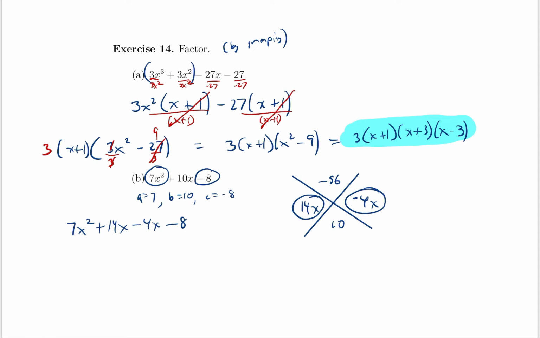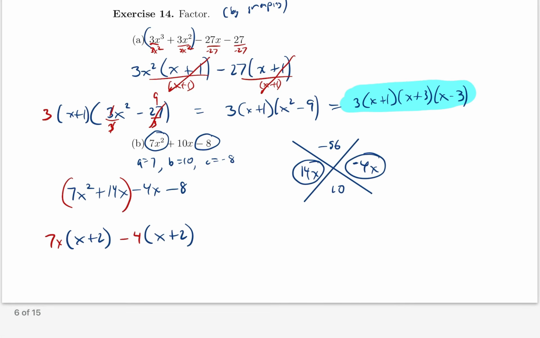So if you do the grouping method, you're going to put parentheses and group those first 2 terms and take out the GCF, which is 7x. And now we have x plus 2. And then here you're going to take out a negative 4 is common to those 2 terms. And if you take out a negative 4, you're left with x plus 2. Once again, you can distribute to verify that that actually gives you negative 4x minus 8.